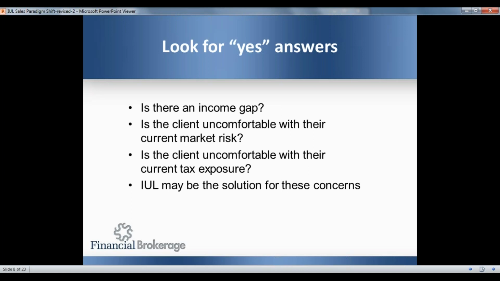What they're currently doing, is that enough? Do they need to be putting more money aside for retirement, or do they need to be putting the money into maybe a different vehicle? But first off, we want to see, is there a gap? Do they need something extra? We also might want to ask them, are they uncomfortable with their current level of market risk?